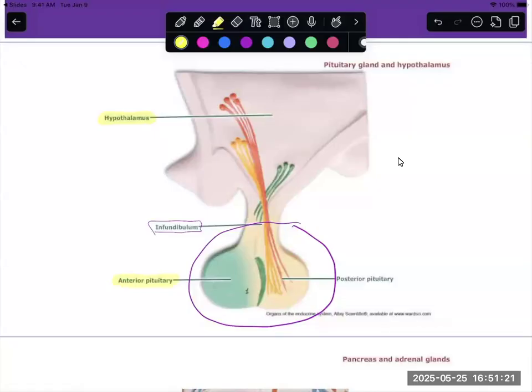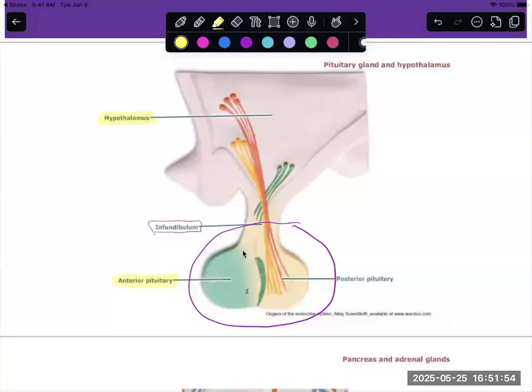Growth hormone is that hormone that when you're a kid causes you to grow taller. And as an adult, it actually maintains your muscle mass. It maintains some of your bone strength. Some of the other ones that come out of this anterior pituitary gland, we have adrenocorticotropic hormone, or ACTH. This causes the adrenal glands to release their hormones, specifically cortisol.